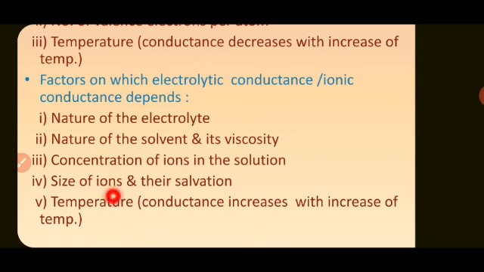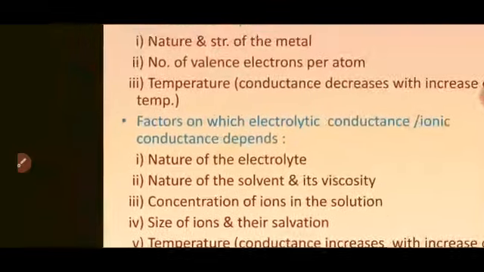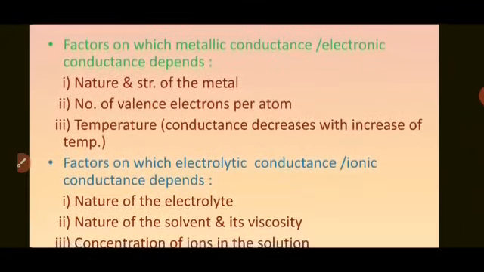Then temperature, this is one more factor. Here again a note is given: conductance increases with increase of temperature. Means whenever an electrolytic solution, that is an ionic solution, is heated, obviously the conductance increases. So it is exactly opposite to that of metallic conductance. I hope you understand. Now from all these points you will come to know that there is a difference between metallic conductance and electrolytic conductance.